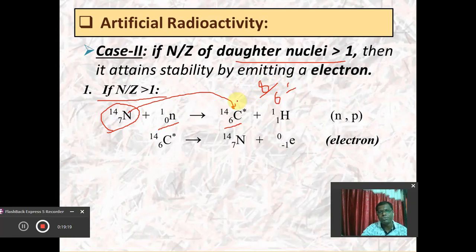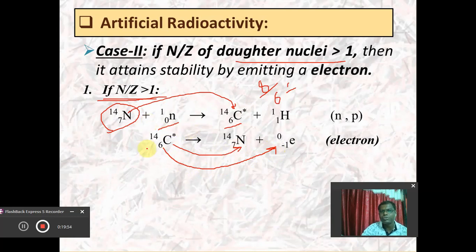So here the n by z ratio of this carbon 14 is greater than 1. Whenever nitrogen 14 is bombarded by a neutron, it gets converted into carbon 14, but this carbon 14 is unstable and it has an n by z ratio greater than 1. That's why it attains stability by emitting a particle called an electron, and itself gets converted into the stable element nitrogen 14.